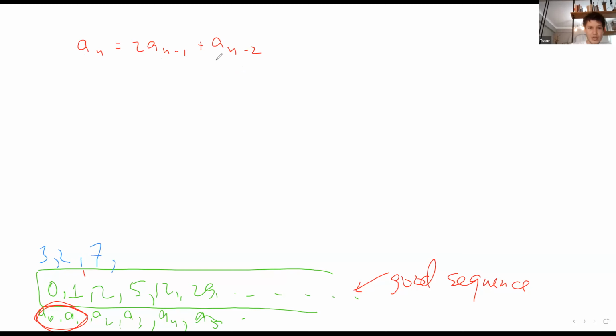Now what's happening next? If I plug in 7 and 2 for the last two terms, I get 14 plus 2, so 16. The next term is going to be 16, right? And now I plug in 16 and 7. What do I get? 32 plus 7 is going to be 39. So I got another term, 39. And then if I plug in 39 and 16, this is going to be 2 times 39, which is 78, plus 16.